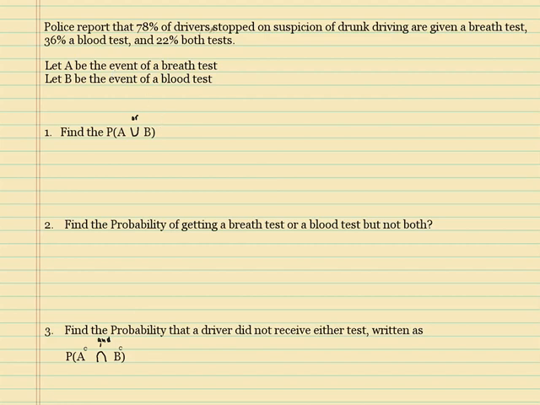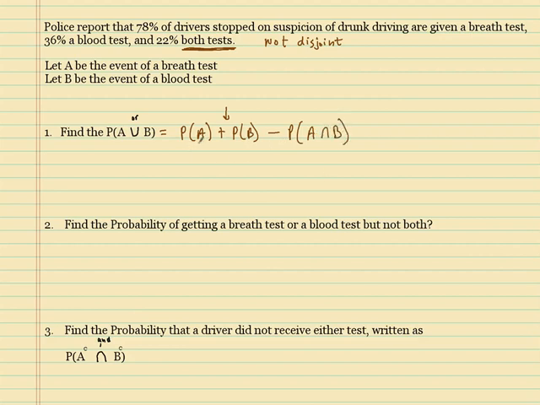Police report that 78% of drivers stopped on suspicion of drunk driving are given a breath test, 36% a blood test, and 22% both tests. So if they could get both tests when they've been stopped, then they're not disjoint. If they're not disjoint, we could use our formula: probability of A plus the probability of B. If they were disjoint, you would stop here. But they are not disjoint, so you have to subtract out the middle ones.